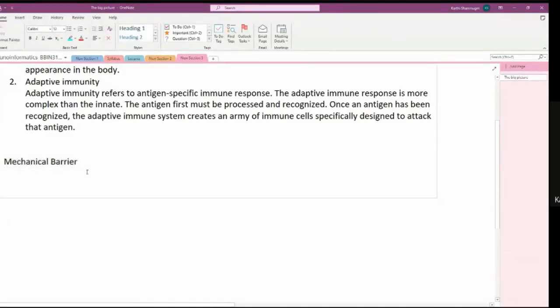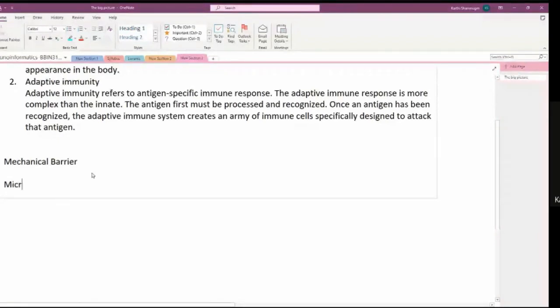Whenever a pathogen tries to enter the body, there's a kind of barrier. Our body has made some kind of mechanical barrier for preventing the entry of the pathogen into the body, right? So as I discussed in the previous class, we have different types of microorganisms.